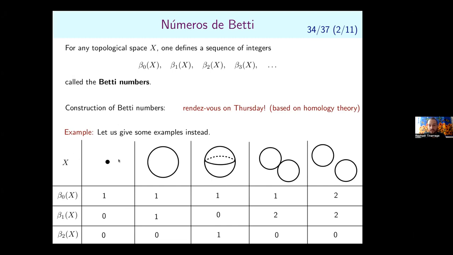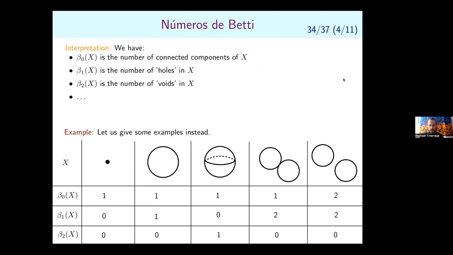I took 5 topological spaces, and I wrote the first 3 Betti numbers, all right? Actually, it's not hard to understand them. The first Betti number, beta 0, is equal to the number of connected components of the space. So all the 4 first spaces are connected. So one connected component. And so beta 0 equals 1. Except the last one, which is made of two circles. So this is two connected components, right?